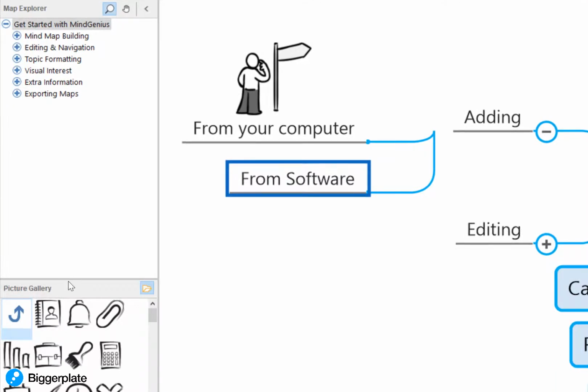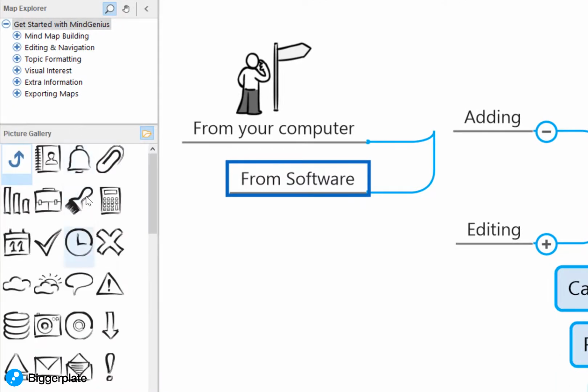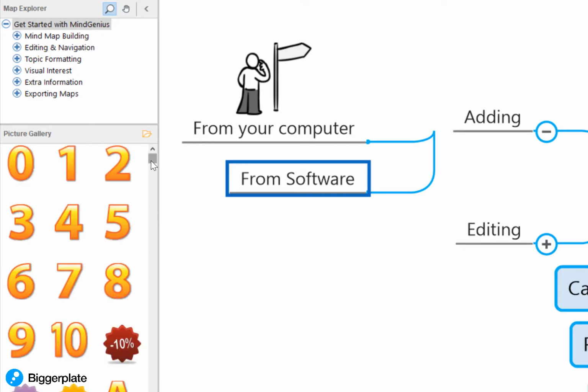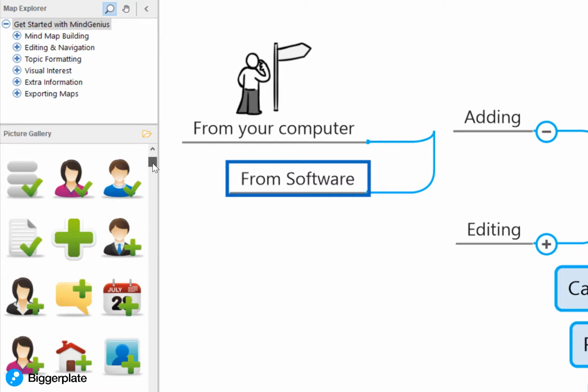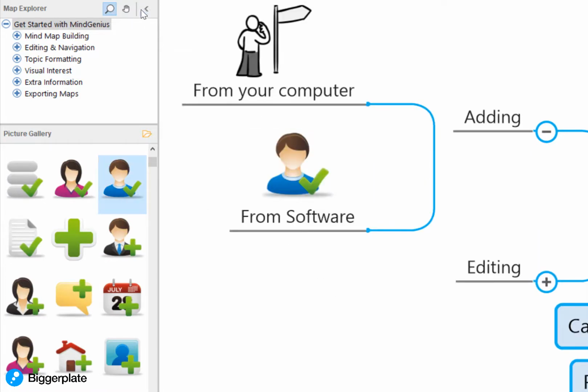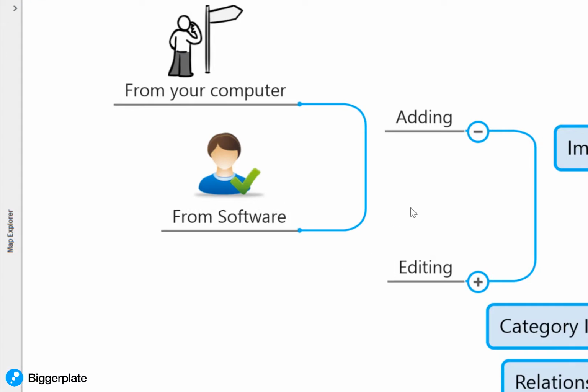Now this is going to pop open this little view down here to the bottom on the left, and that again has got a whole folder structure of different pictures that you can use in your map, and we can just pop open and add any of these different images to the topic that we're on, and there it is in the map again.